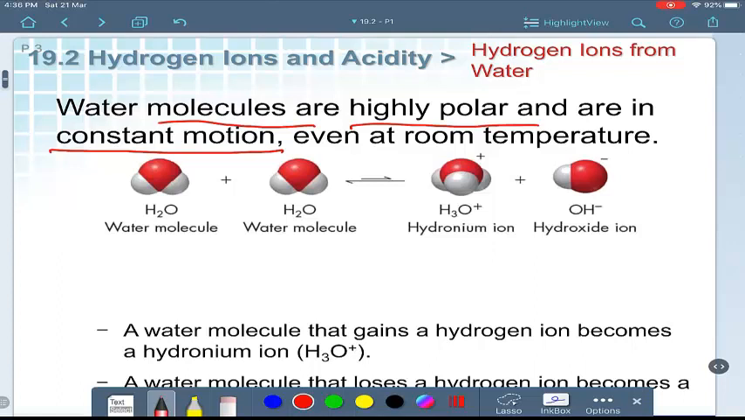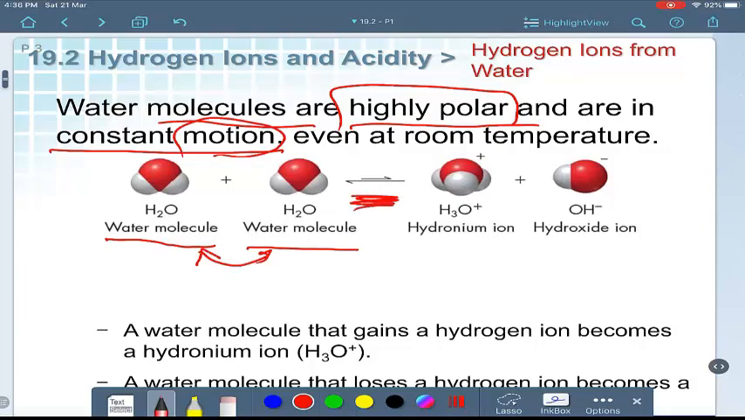Look at this equation. Water molecule reacts with water molecule. If you imagine two molecules in the same container, they are highly polar, as I said, and also in motion, as I said. So they react together in a reversible reaction and form hydronium ion and hydroxide ion.